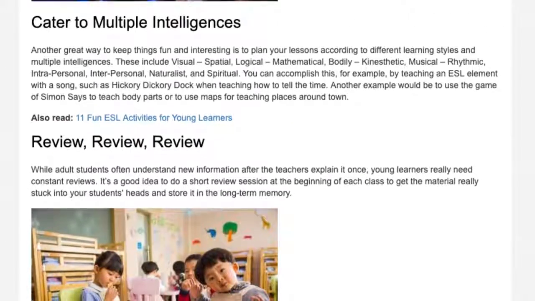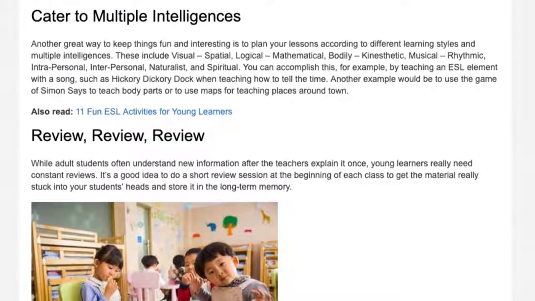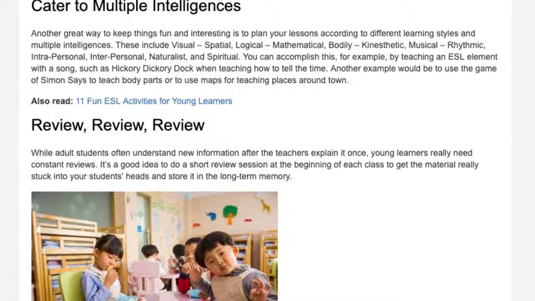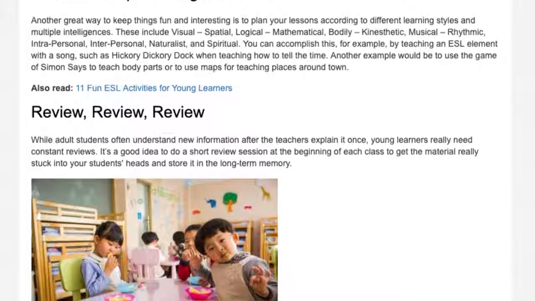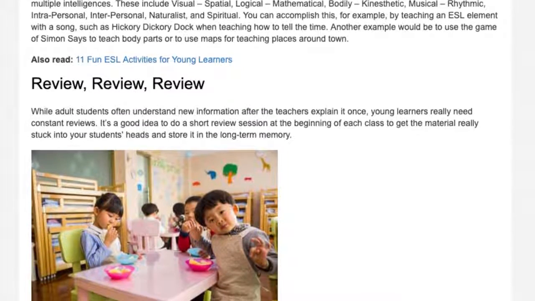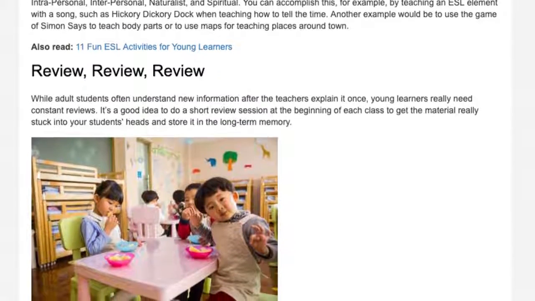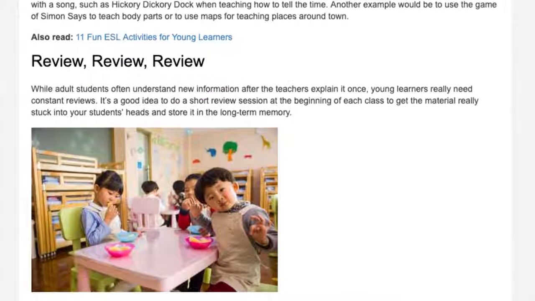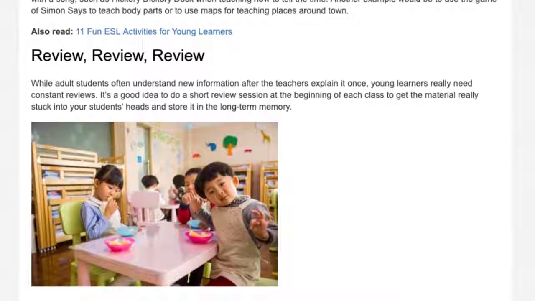Review. While adult students often understand new information after the teacher explains it once, young learners really need constant reviews. It's a good idea to do a short review session at the beginning of each class to get the material really stuck in your students' heads and stored in long-term memory.